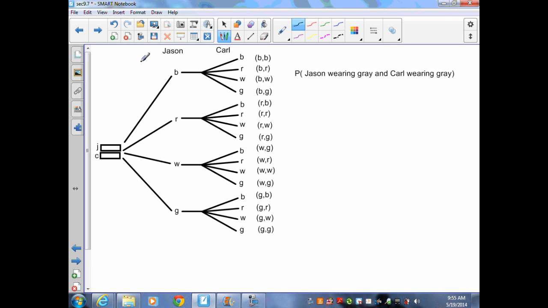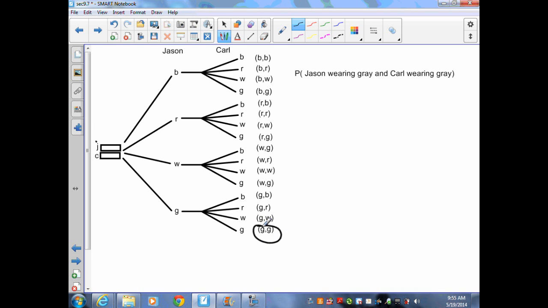This is the representation of the problem as a tree. Here I have Jason and Carl. If Jason wears blue, then Carl could wear blue, red, white, or gray. If Jason wears red, then Carl could wear blue, red, white, or gray. Again, if Jason wears white, Carl could wear blue, red, white, or gray. And finally, Jason could wear gray, and then Carl could wear blue, red, white, or gray. Then we have the outcomes: both wear blue, one wears blue and the other red, blue and white, blue and gray, and so forth, until we get to what we really want.